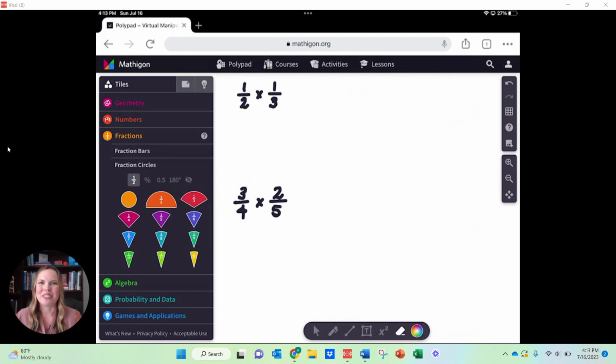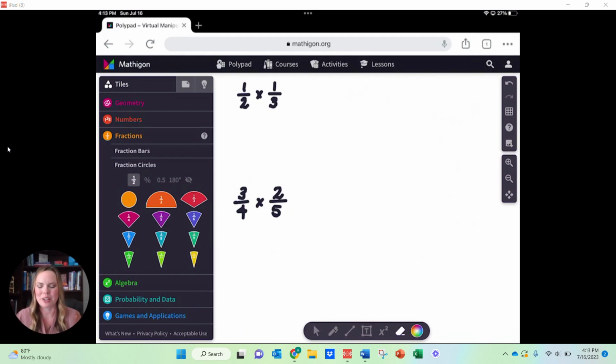Hi, I'm Amanda Jones, and this is the fourth video in a series of videos about fractions. This video is about multiplying fractions. I'm using a virtual manipulative from Mathagon called Polypad so that I can model these fractions and that you can see the visual representation of what the mathematics is doing here.